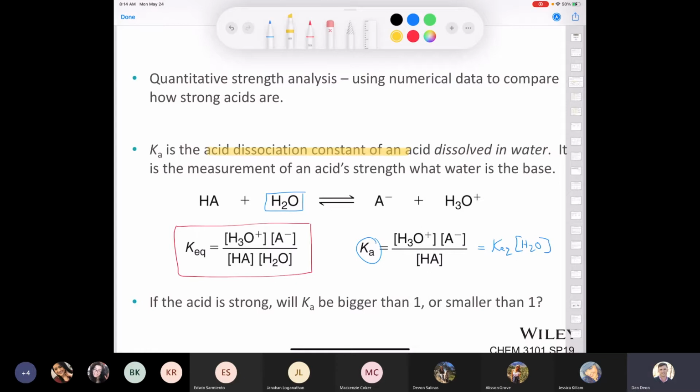Bigger. Yeah, absolutely, right? Because if you think about what the purpose of an acid is, the purpose of an acid, of this guy right here, is to donate a proton, right? So the stronger the acid is, the greater ability it will have to donate protons, and therefore the equilibrium will lie more to the side of the products, right? If you have a weak acid, that's only going to donate a little bit of products like that.